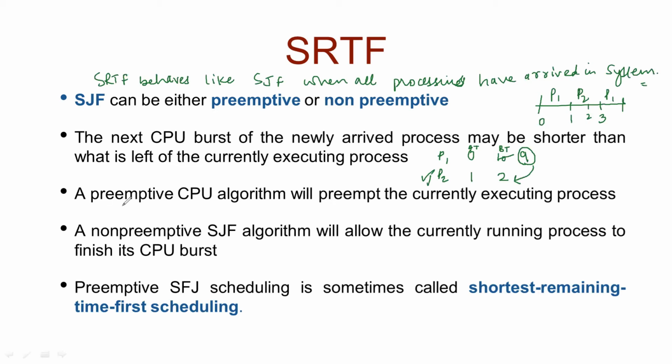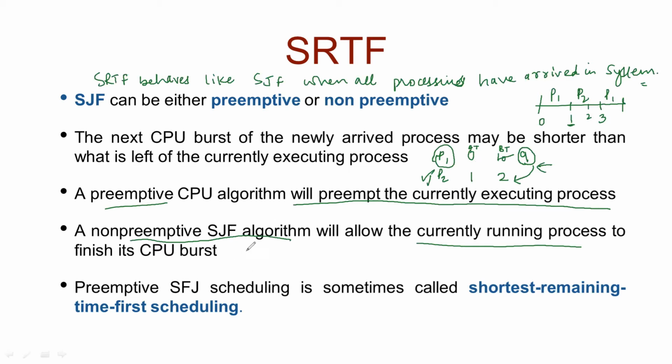So what we have learned: if the SJF algorithm is preemptive, it will preempt the currently executing process if its next CPU burst is longer than that of the process that arrives. A non-preemptive SJF algorithm will allow the process to finish. If this had been non-preemptive, when P2 arrives in the system at 1, the CPU would not be preempted from P1. It will keep on executing P1 because when P1 was scheduled, there was only one process. So the CPU will not be preempted.